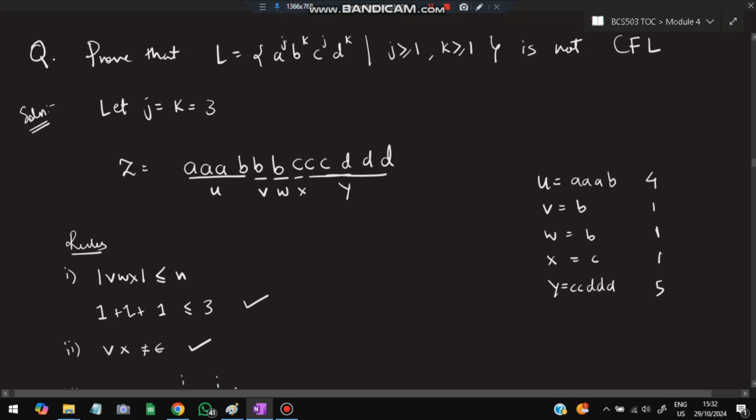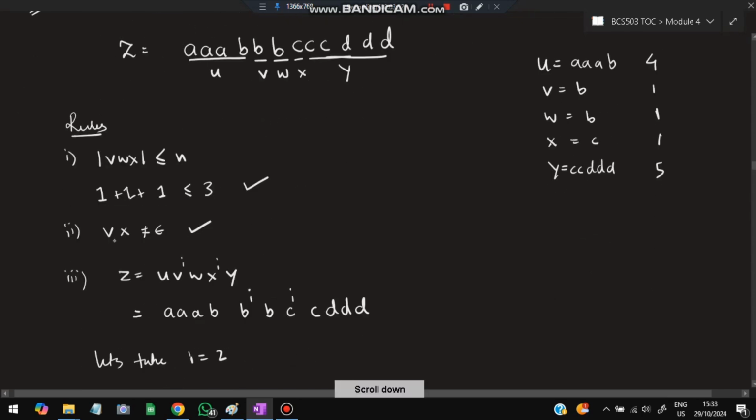So after taking 3, a will be repeated thrice, b, c and d also will be repeated thrice. Divide it such that u will be a, v will be b, w will be b, c, x will be c. So the length of vwx will be 3, so that it will be less than or equal to the value which we have, which is less than or equal to n here in this case. Next, here we'll have the y, c c c d d d. So these lengths are also given here.